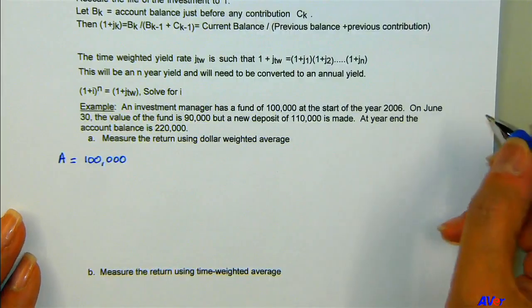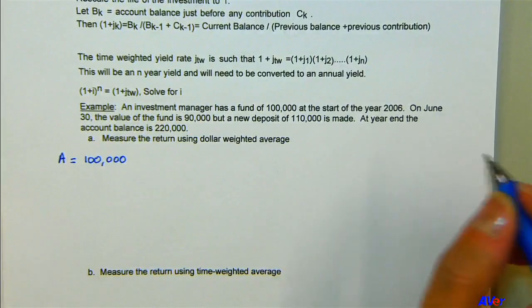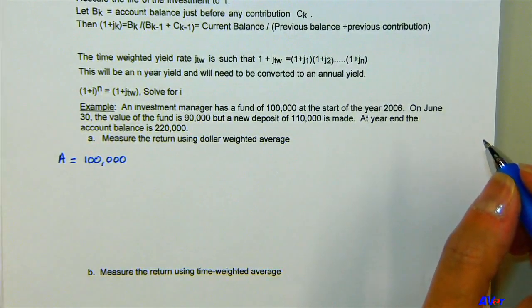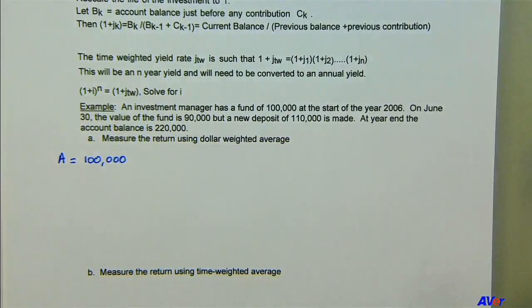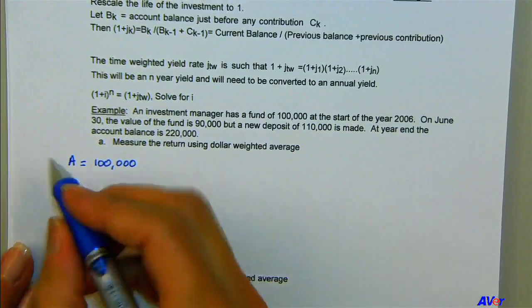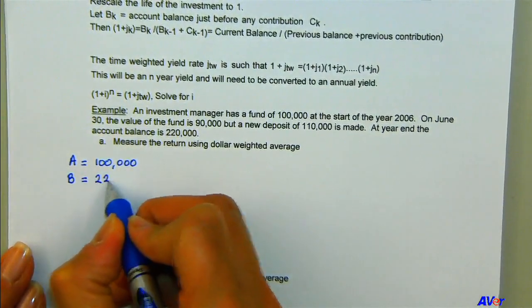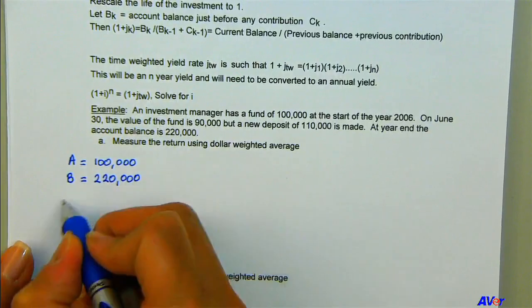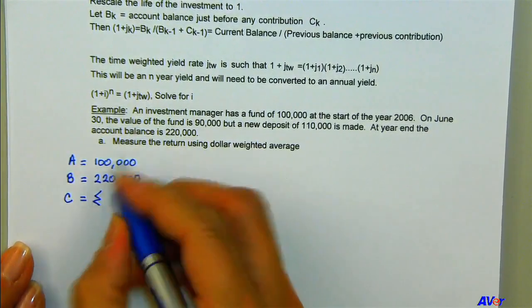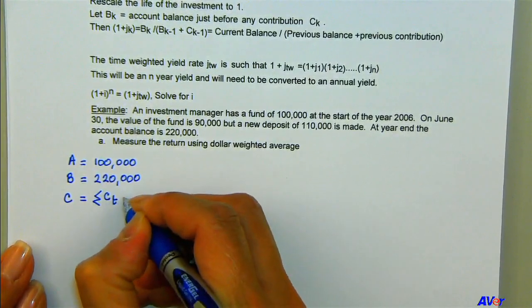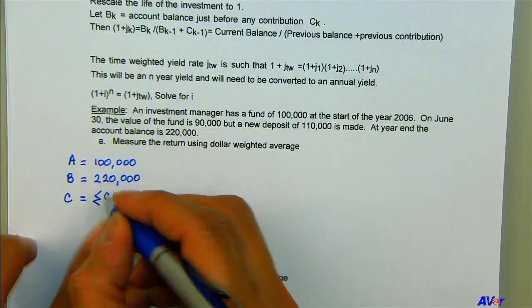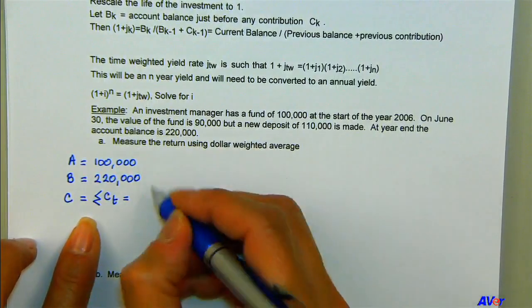Okay, so this is a really simplified example because n is not a many-year return. n is just 1 year because it's saying at year end you have 220,000. So the typical example will not be so simple. Okay, this is easy. Let's just go through this and then we'll do a tougher one. So it's saying that B, which is your ending balance, is 220,000. And C, which is the total of all the contributions, here I only have one contribution, so there's nothing to add, is equal to 110,000.